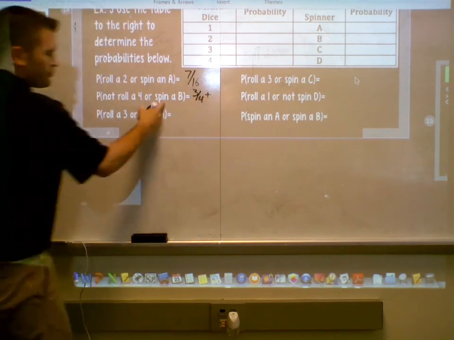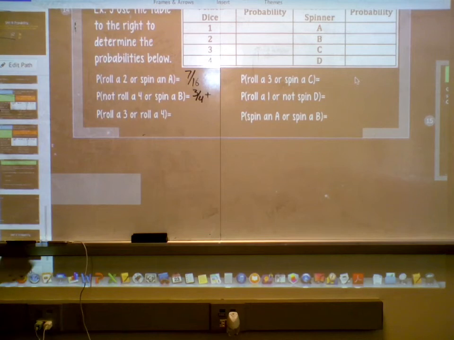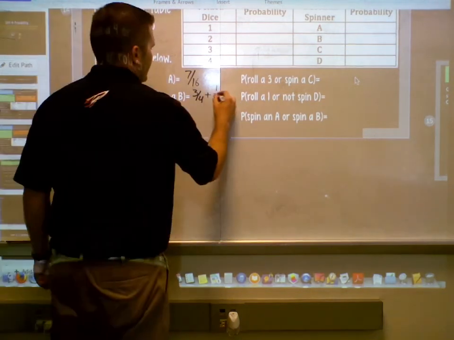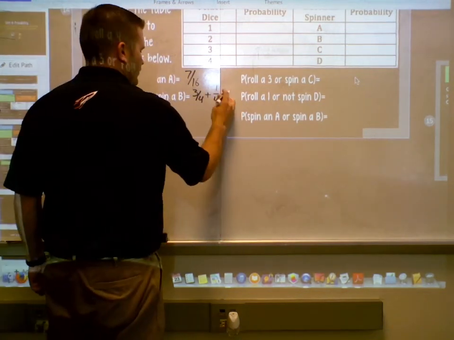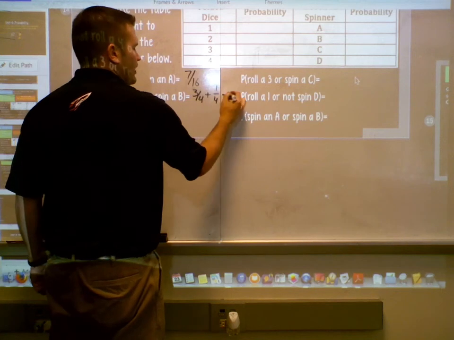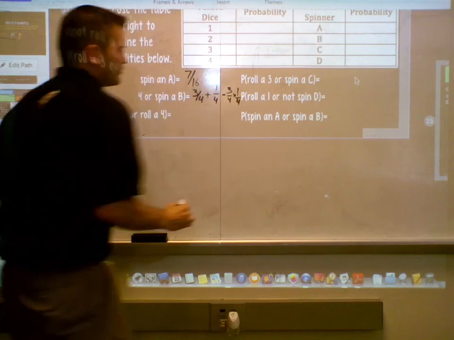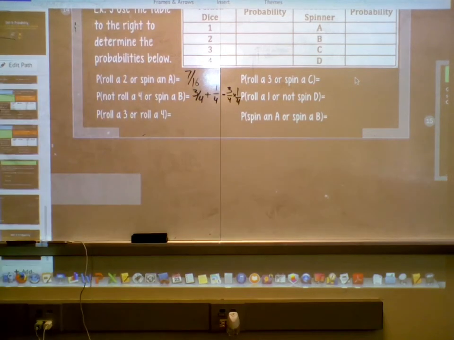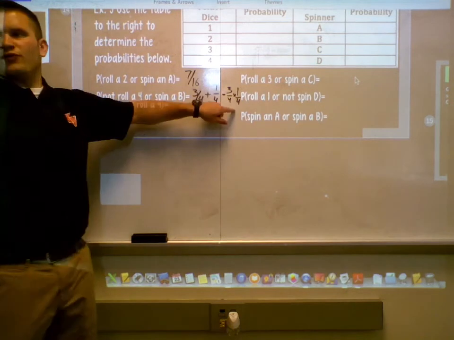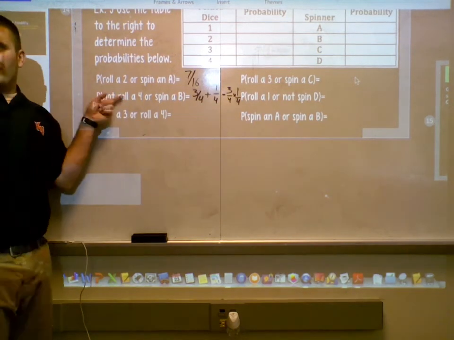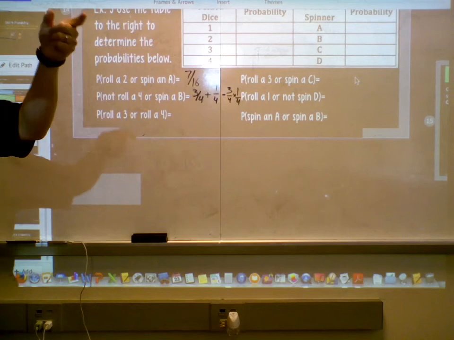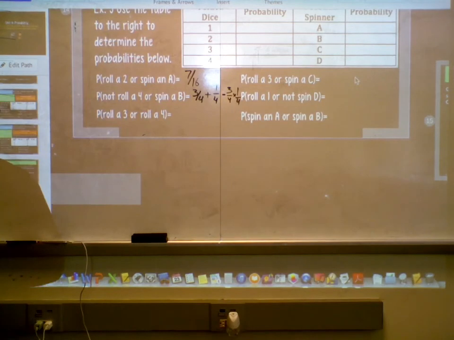Plus, what's the probability it's going to be 1/4, right? And that's not it, because we also have to subtract, so we don't double count the 3/4 times the 1/4. That part is 3/4 times 1/4, that's not rolling a 4 and spinning a B, right? If I don't subtract, then I might double count a region on my sample space.